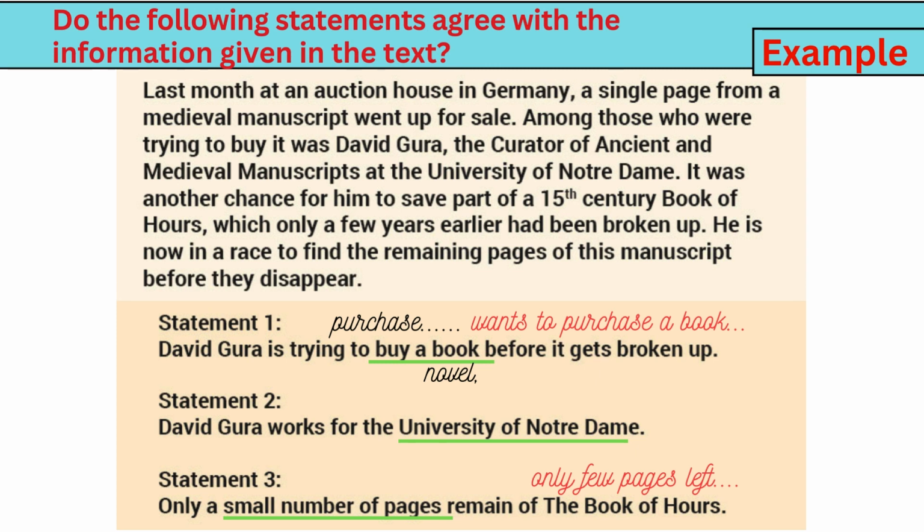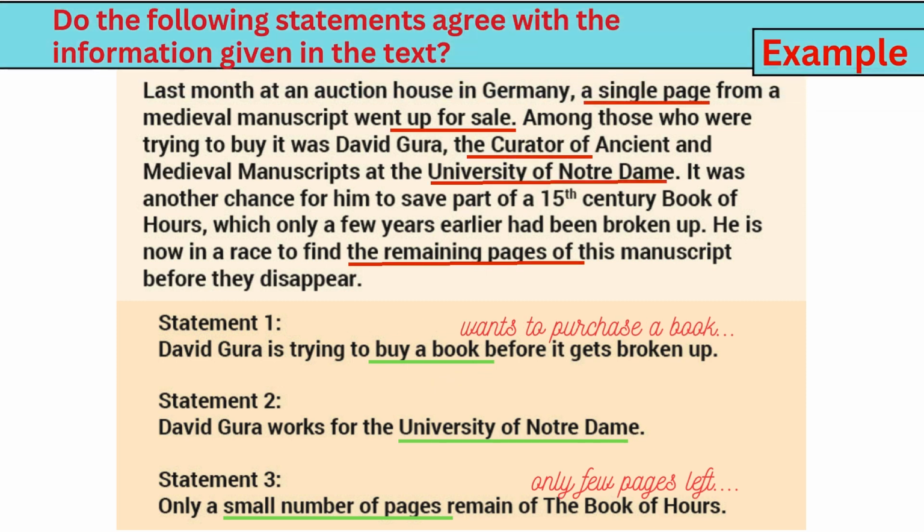Now highlight the keywords in the paragraph. As we have already understood the synonyms and other words and rephrased the statements, we can easily get the idea. In the first sentence, a single page is related to the book, and up for sale is the antonym for buy, and this is the curator. It means that he is working as a custodian of the library and the university, and the remaining pages. So it is really easy to understand and locate the answer.